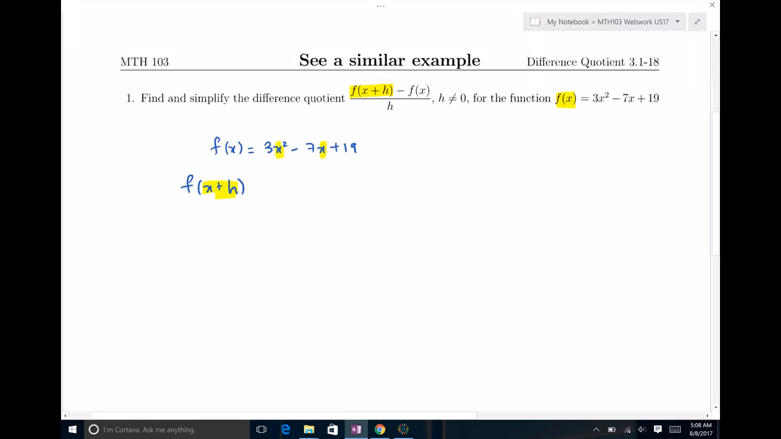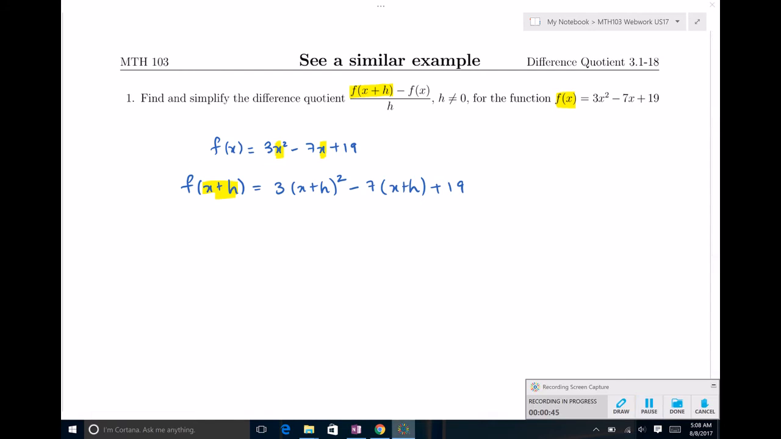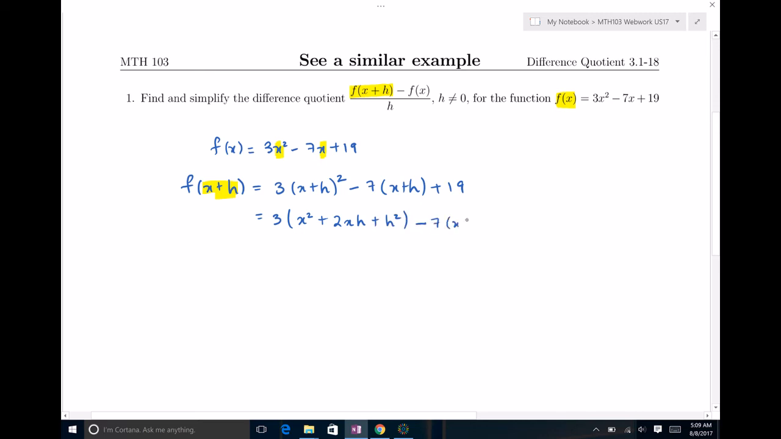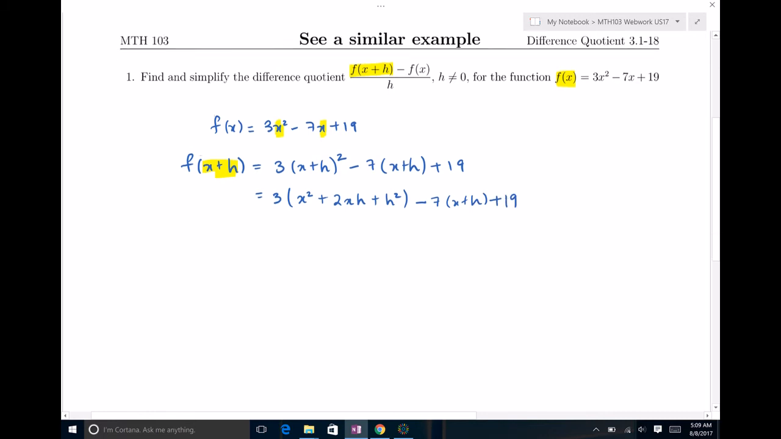So let's do that. So this will be 3 times x plus h in place of x, the whole squared, minus 7 times x plus h plus 19. Now we're going to simplify that expression. So that's 3 times, now x plus h the whole squared is x squared plus 2 times x times h plus h squared, and then minus 7 times x plus h, I'll write that as it is and simplify it in the next step, plus 19.